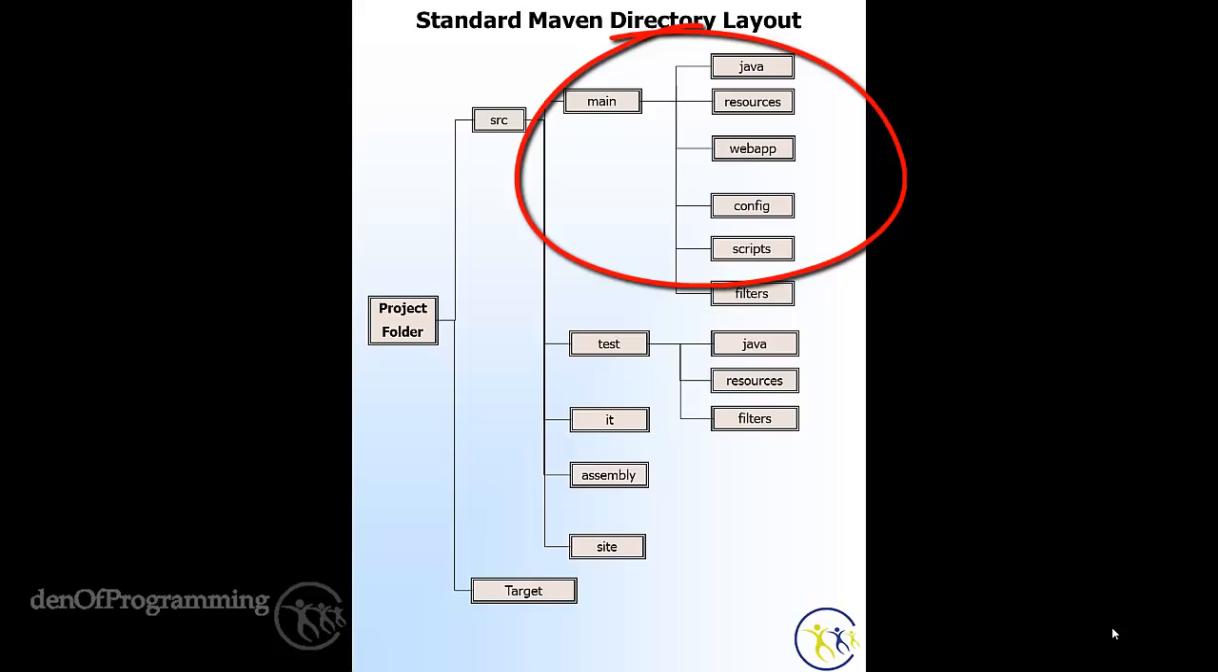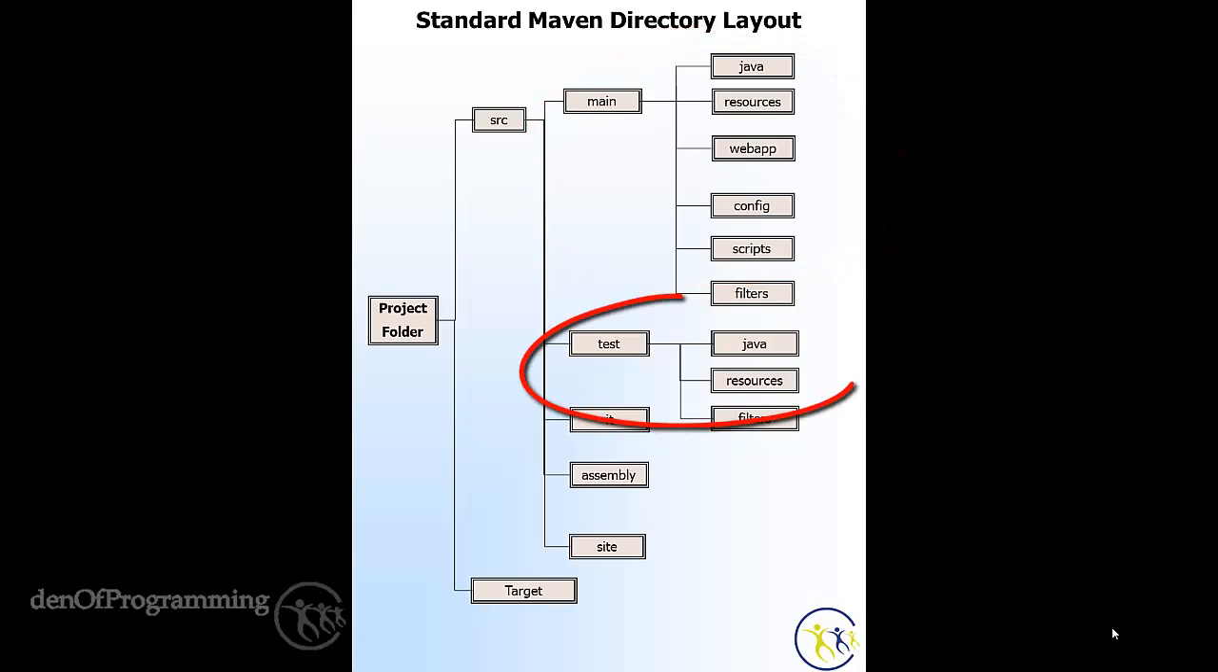Any resources our application code relies upon, such as property files, are held in a directory named resources under main. If we are developing a web app, which we'll be doing later on in the course, all the web app related files are contained in a directory called webapp.